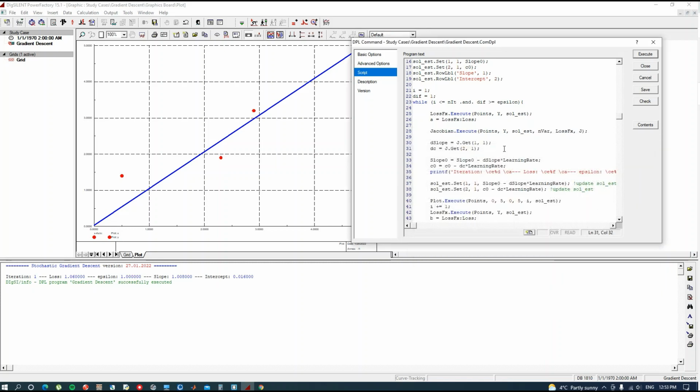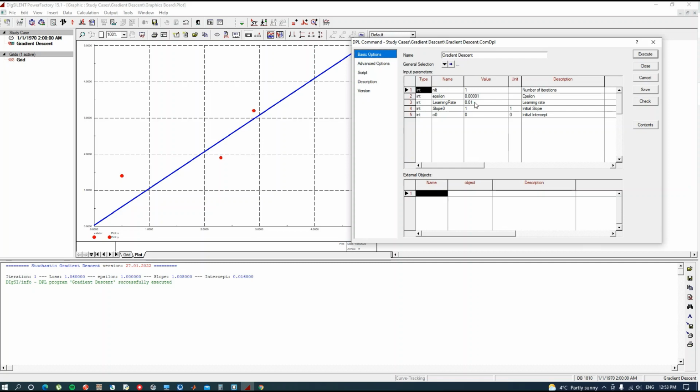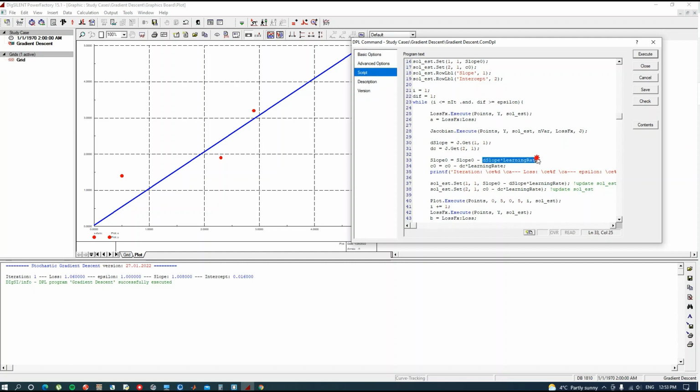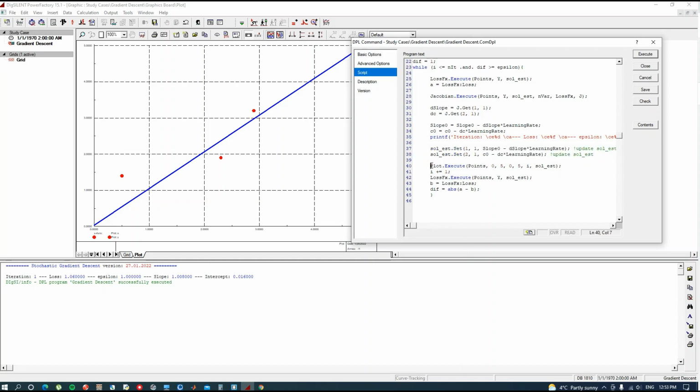Obtaining these values from the Jacobian, we multiply these two values with the learning rate, which is going to be a small value. Then we subtract these values from the previous slope, in this case the initial slope, and the initial intercept. Here the estimated solution is updated. Here the plot is constructed, the points and the equation of the line.